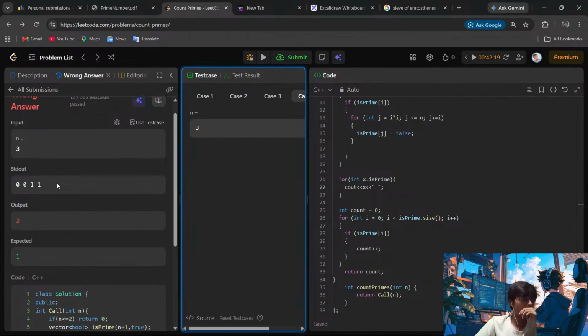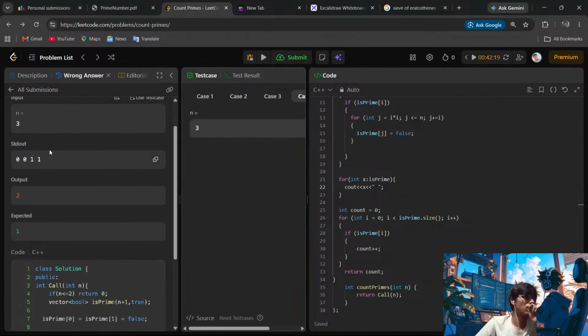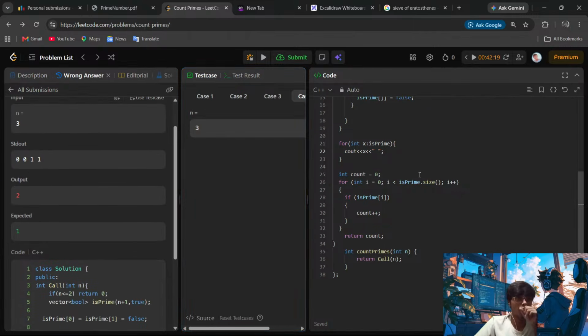I will get wrong answer for 3 because what I know here is that I will write prime dot size. Okay, I will write prime dot size. What I have to, I have already created prime dot size minus 1.